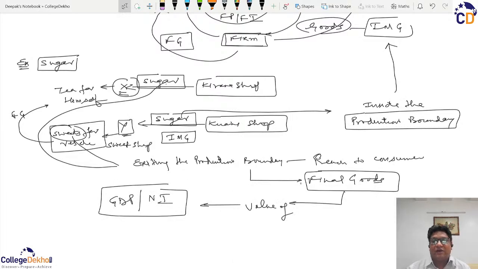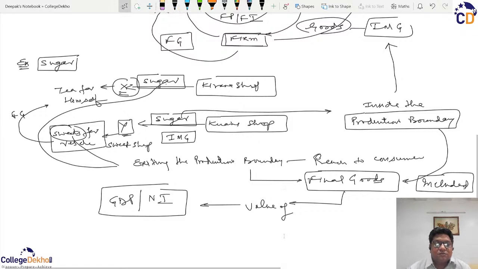But the value of the intermediate goods will be included in the value of the final goods. So we are not saying that the intermediate goods are not a part of national income, but we are saying that the value of the intermediate goods is already added in the value of the final goods for which it has been used, and therefore their value is not to be added separately for the calculation of the GDP or the national income, because if we do so, then there will be double counting.